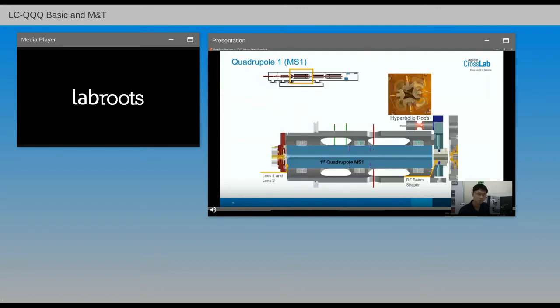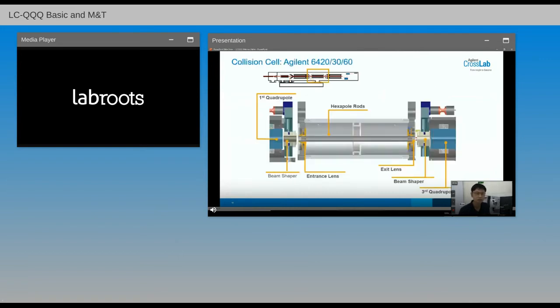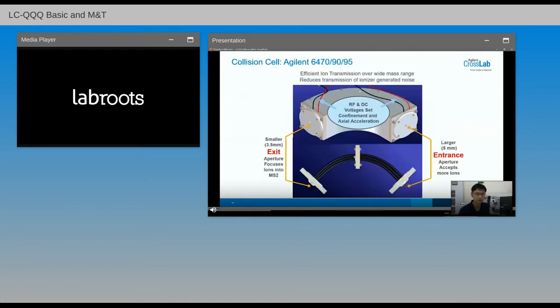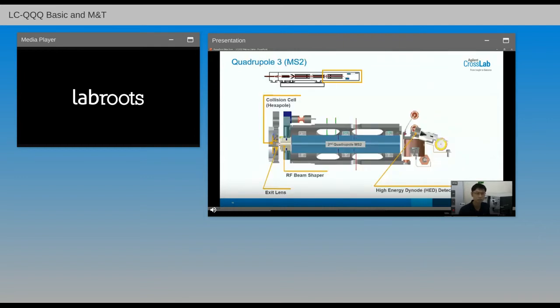The quadrupole one, which is your MS1, is made out of hyperbolic rods. The hexapole rods are on the collision cell, or the Q2. And on the 6470 and 6495, you have a larger entrance aperture and a smaller exit. So this will further focus the ions into your second analyzer, and finally, of course, the Q3, which is the MS2.